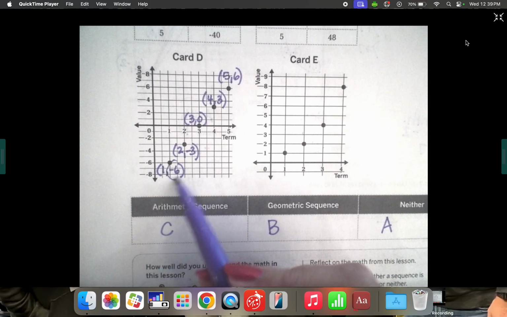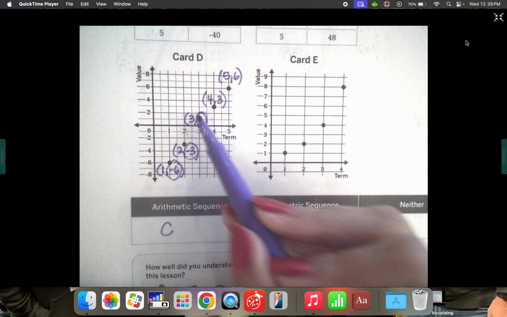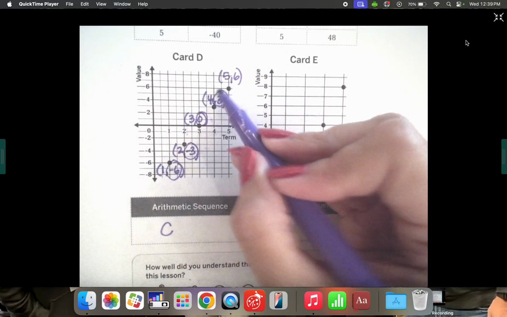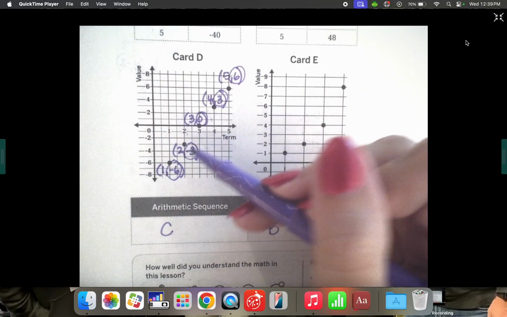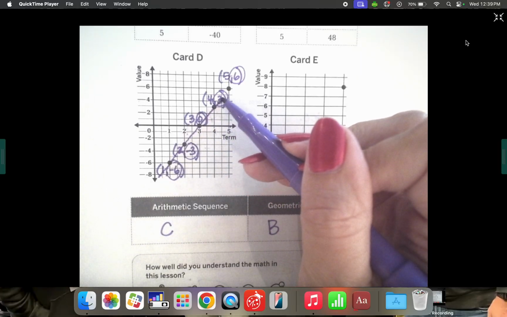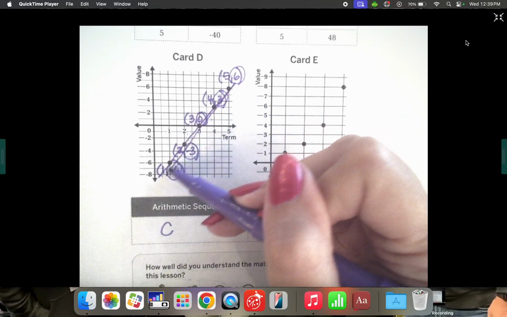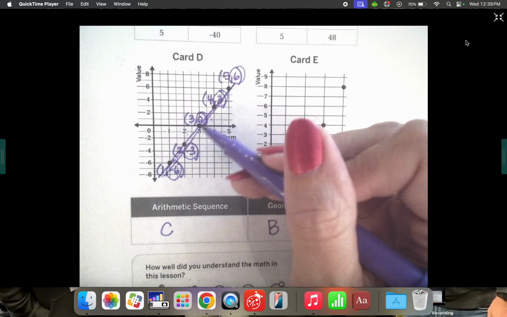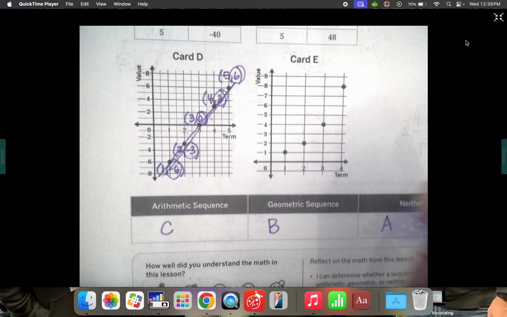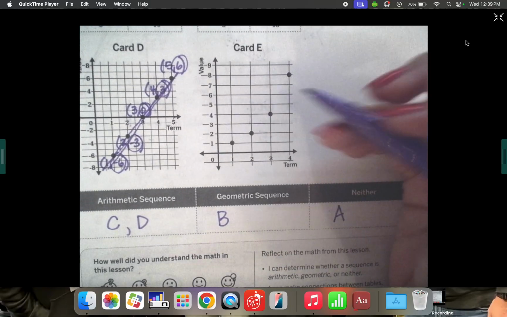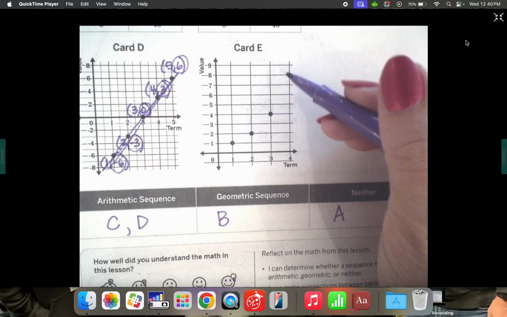Let's look instead at this one, which is the pattern. So we're going from -6 to -3 to 0 to 3 to 6. We also knew it was arithmetic because guess what? It's a straight line. It's a straight line, so we knew it was going to be arithmetic, but I just double checked it and they're just adding 3 every time. So definitely arithmetic.